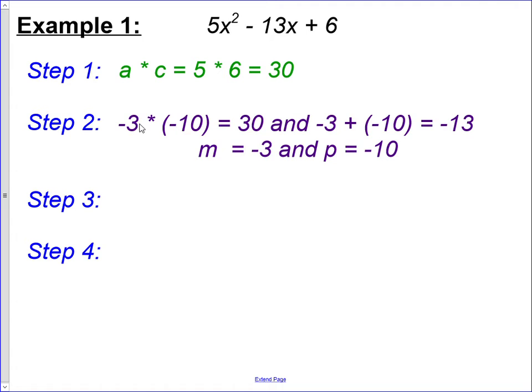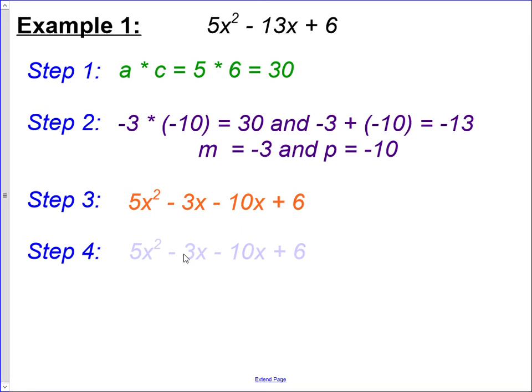So let's just go ahead and think about that. Negative 3 times negative 10 is equal to 30, and negative 3 plus negative 10 is equal to negative 13. So our two numbers are going to be negative 3 and negative 10. And we'll plug them in as m is equal to negative 3 and p is equal to negative 10. So let's see what that looks like when we plug it in. Now we have 5x². Here's our mx, so we have negative 3x. Here's our px, so we have negative 10x plus 6.